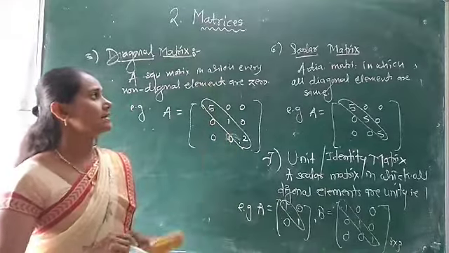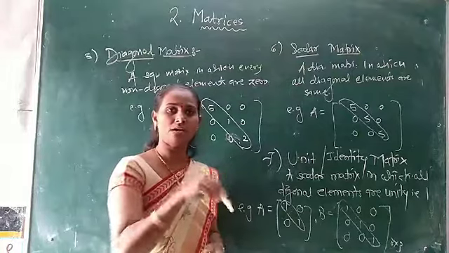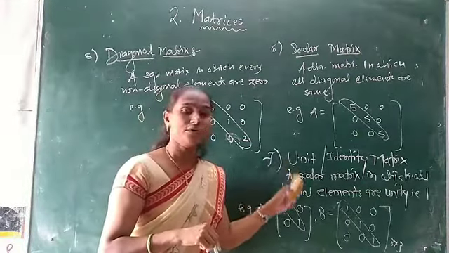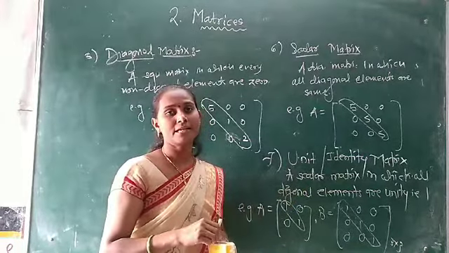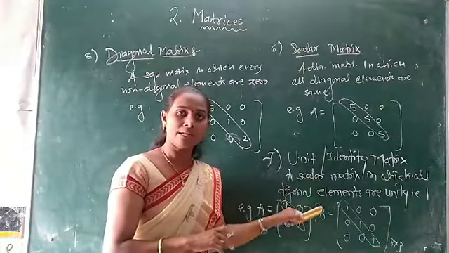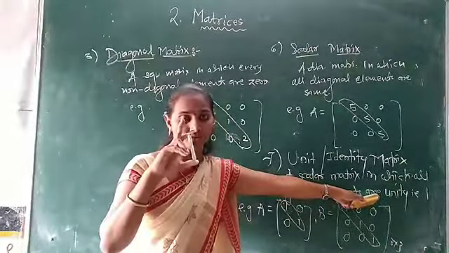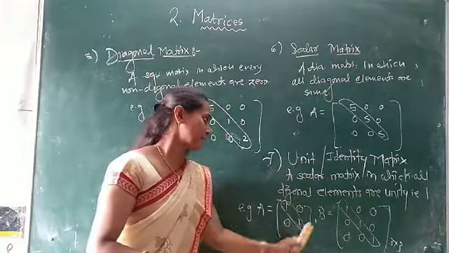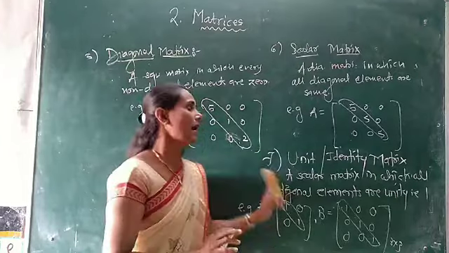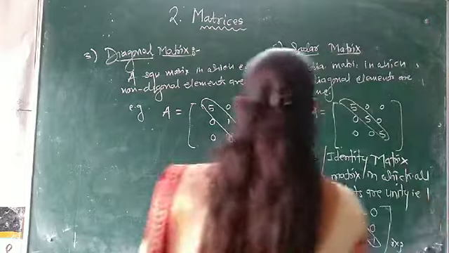Next one we see scalar matrix. Scalar matrix is also a diagonal matrix in which all diagonal elements must be the same. Now next one we see unit, or it is called an identity matrix. So unit matrix is also a scalar matrix, but in which all diagonal elements must be unity, that is it is always 1. So this matrix is called a unit matrix, or simply an identity matrix. Now next one is upper triangular matrix.